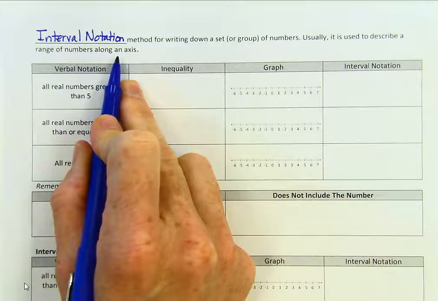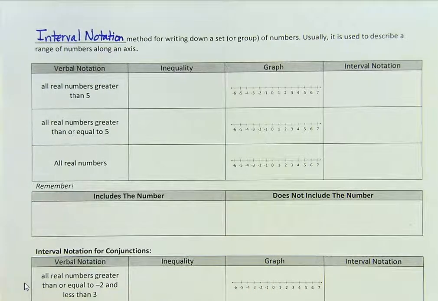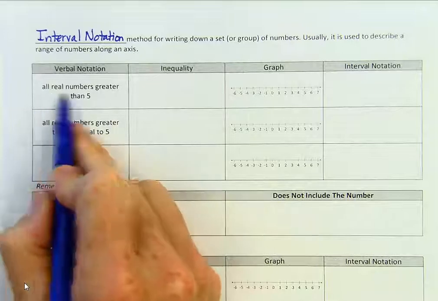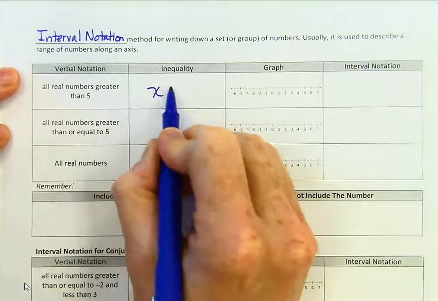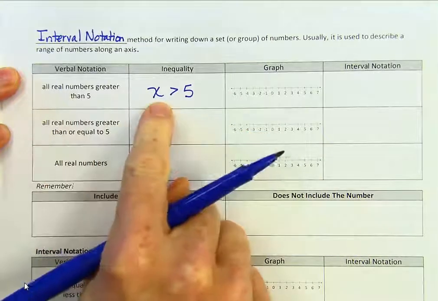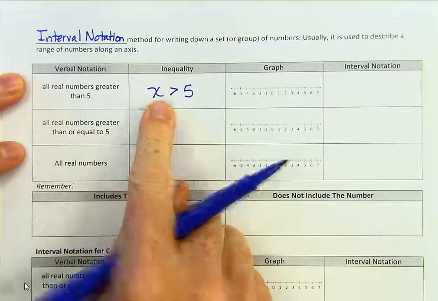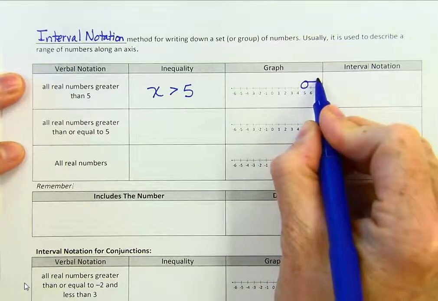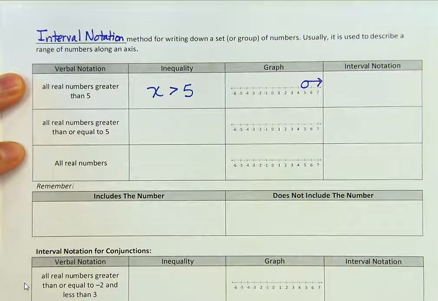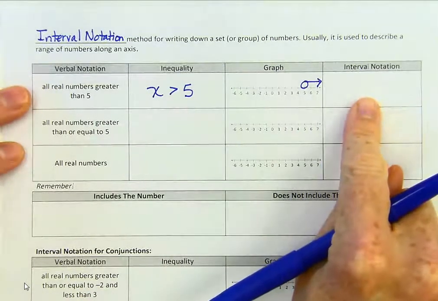So what we are going to do here, we're first going to look at some easier examples just so I can introduce you to this concept. So we've been looking at all real numbers greater than 5. So we know x is greater than 5 is how we would translate that. We know on the graph it would be an open circle and it would go to the right. Now, there is a brand new way that we can write this with interval notation.